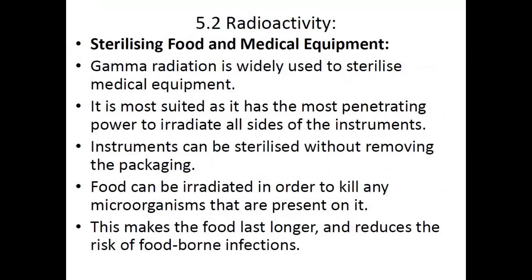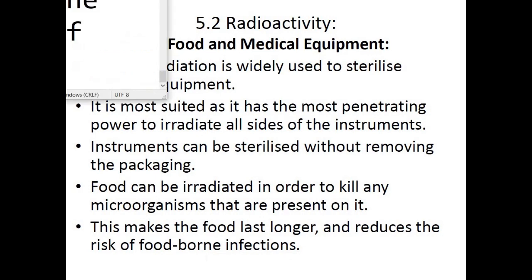Sterilizing food and medical equipment. Gamma radiation is widely used to sterilize medical equipment. It is most suited as it has the most penetrating power to irradiate all sides of the instrument. Instruments can be sterilized without removing the packaging. Food can be irradiated in order to kill any microorganisms or germs that are present on it. This makes the food last longer and reduces the risk of foodborne infection.